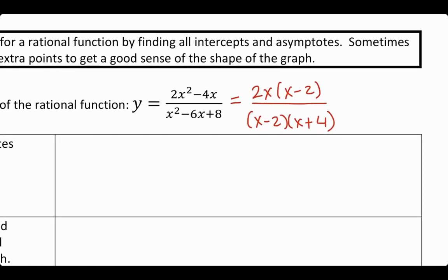Okay. Do I have anything that divides out? Yes, so they'd both be a negative. That's what I meant to say. Do I have anything that divides out here? Anything that's the same on top and bottom that divides to 1? That x minus 2. So this is 2x divided by x minus 4.